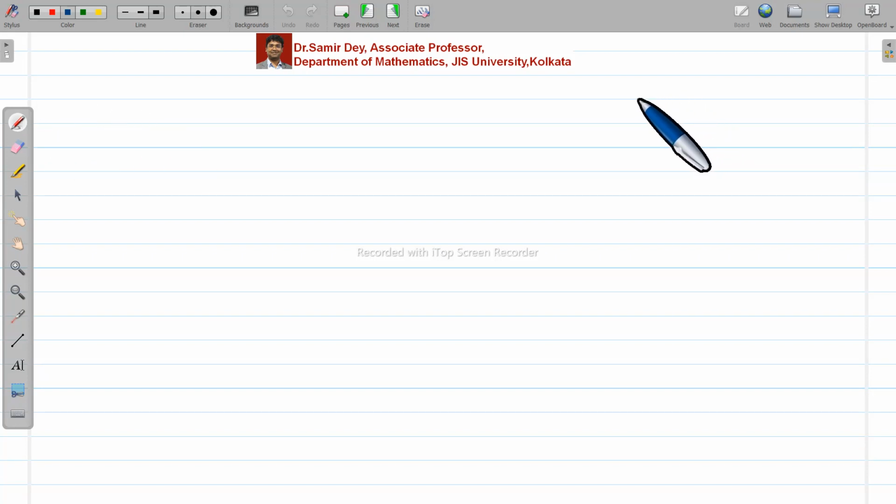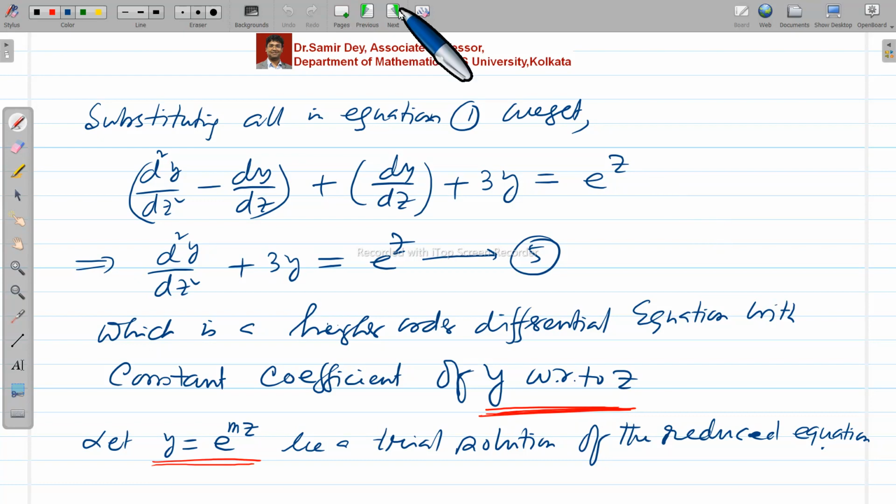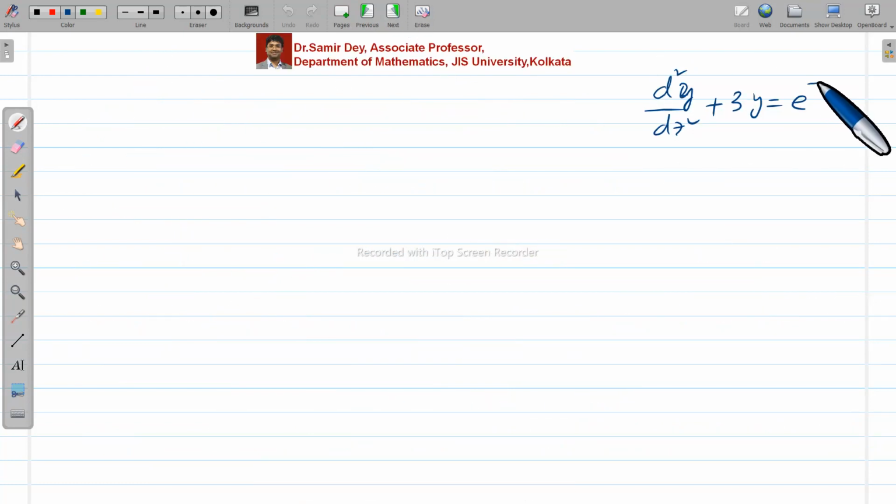Now, what about equation number 5, the transformed equation? If I write here, d square y by dz square plus 3y equals e to the power, how much do you have, z you have, correct? Okay. So now, what will be the PI formation? Anyone?